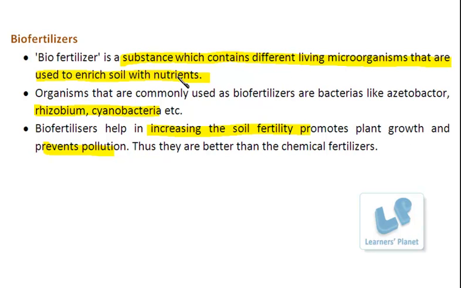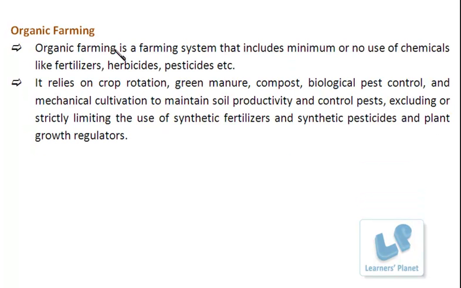Well, looking at this point, that is the use of biofertilizers, nowadays there is a new technique which is used in farming practices, and that is known as organic farming. So let us understand what this organic farming is. Organic farming is a type of farming system in which there is minimum or no use of chemicals. Which chemicals?